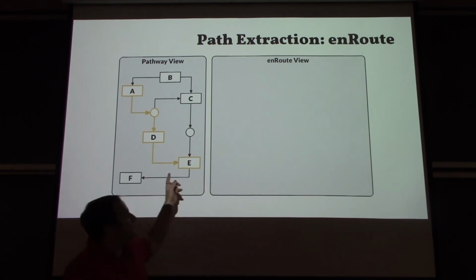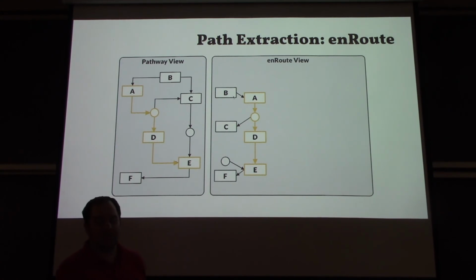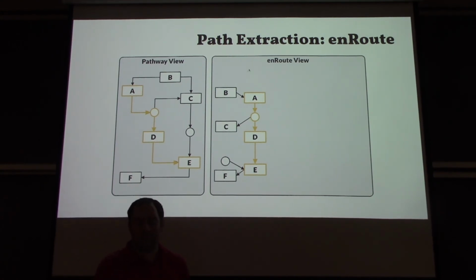And then if a user selects that, we can extract this path here and try to preserve as much of the contextual topology as possible, so we can see that this is the path from A to D to E, but we can also see that B is an incoming node to A, that this intermediate node goes to C, and then we have a node that goes out of F.